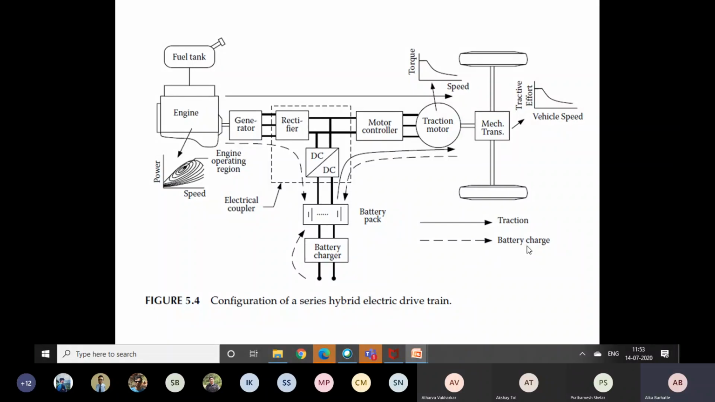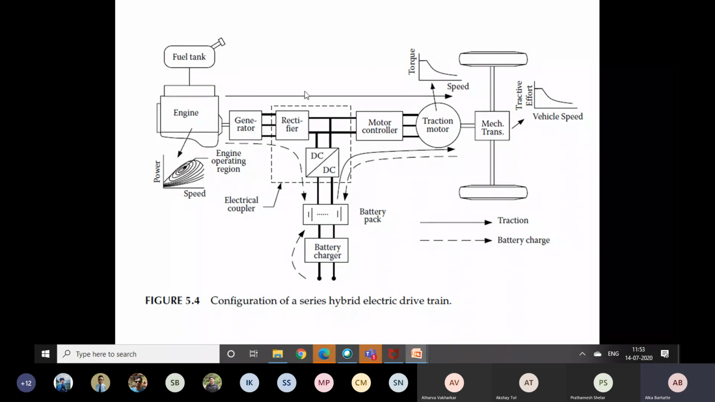Battery charge mode is whenever your vehicle is idle or in a stop condition, or during braking. At those times we use the engine power as well as the motor power to charge your batteries, to just charge the battery packs. That path is represented by dotted lines, whereas this represents your traction, or the power transfer from the engine to the drive.